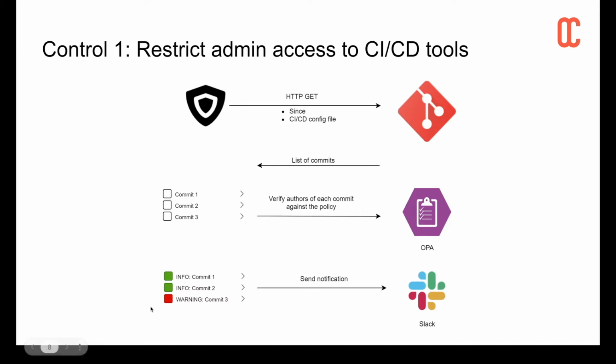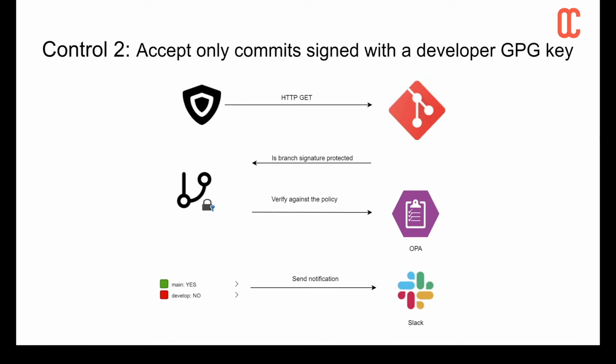In control 2, the application fetches from the API some information about the repository and its branches. Then it passes that data to the OPA policy where it checks if the branches are signature protected or not. Then it sends the result to Slack where the user can act accordingly.